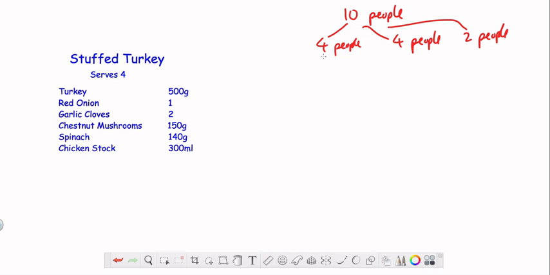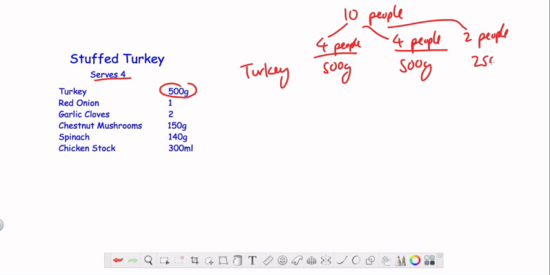Right, I know what I need for 4 people. It's already there, look. Let's do this for turkey. For 4 people, we already know we need 500 grams of turkey. But for 2 people, well, 2 people is half of 4 people. So we need to halve the 500 grams. Half of 500 is 250.